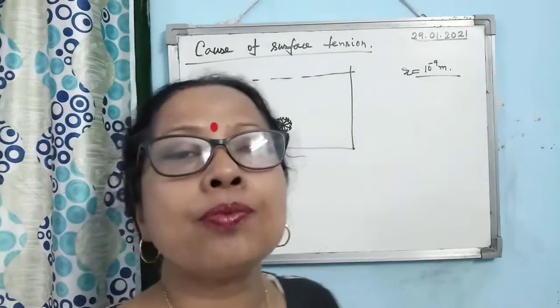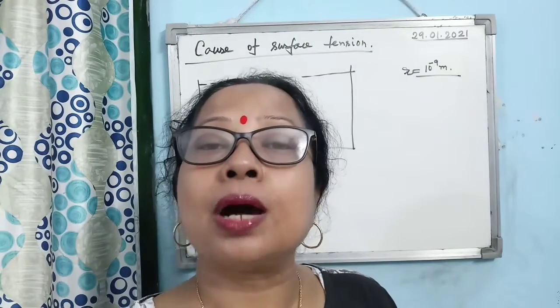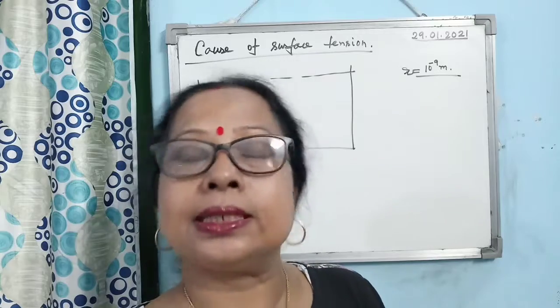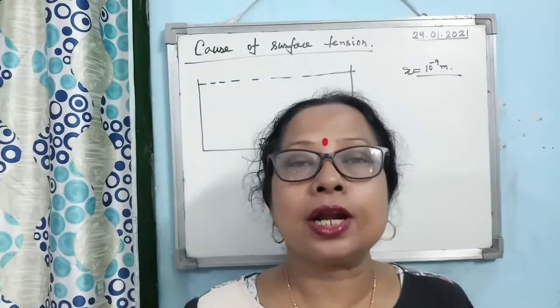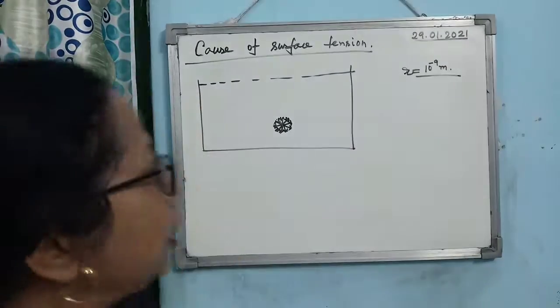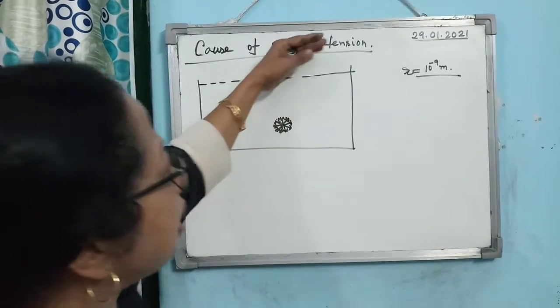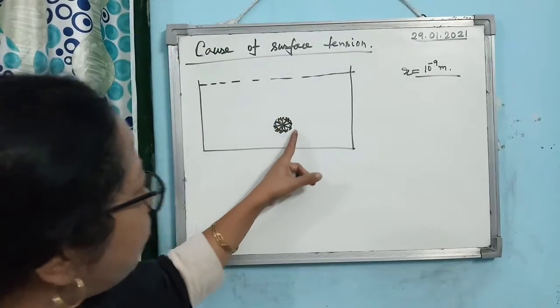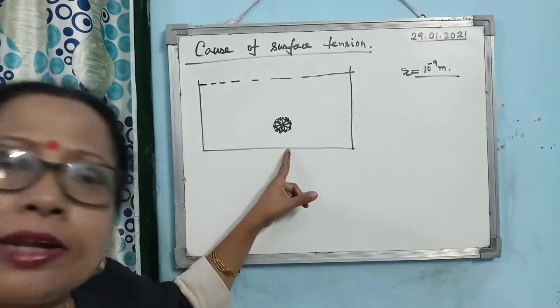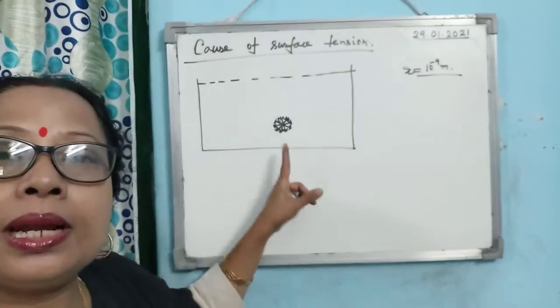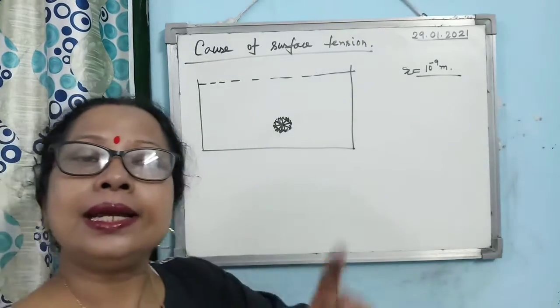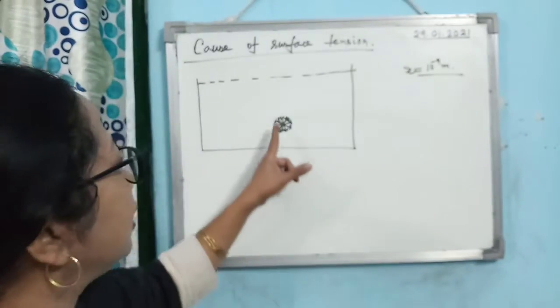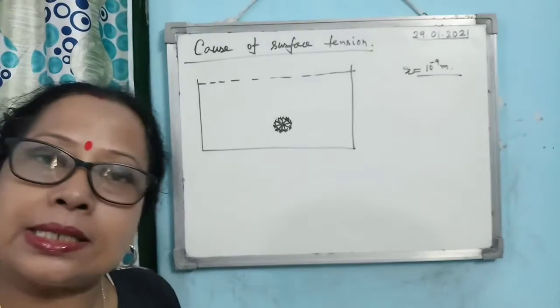This is known as the sphere of molecular activity. What is the sphere of molecular activity? A sphere whose radius is 10 to the power minus 9 meter. So if you consider any molecule sufficiently inside the liquid, you can complete the sphere of molecular activity, and the total intermolecular force acting on the liquid molecule is 0.